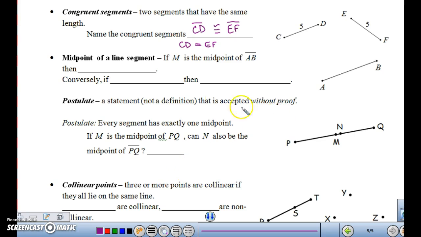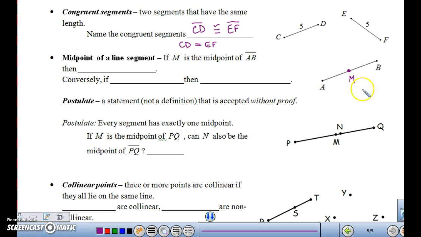Our next term is the midpoint of a line segment. This was on your homework previously, but let's go over it again. If M is the midpoint of segment AB, so if I draw in a midpoint right here, that's M. That's the midpoint of the segment. Then what happens? Well, if this is the midpoint, that's the middle of the segment. What do we know about segment AM and MB? Well, they would be equal in measure, or congruent.